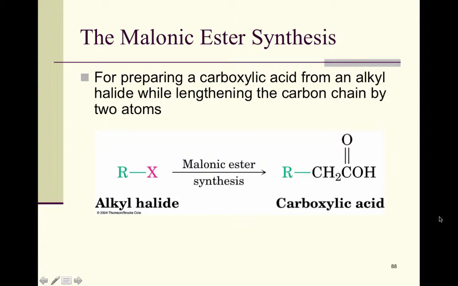Malonic ester synthesis. This is a way we can prepare carboxylic acids from an alkyl halide, and the net result is our original alkyl halide will have 2 more carbons on it, and we'll be making a carboxylic acid. So when it says lengthening the carbon chain by 2 atoms, the malonic ester synthesis is where these 2 new carbons will come in. This is not the actual reaction. This is just showing us a brief before and after picture. There are slides following giving us more details on this.